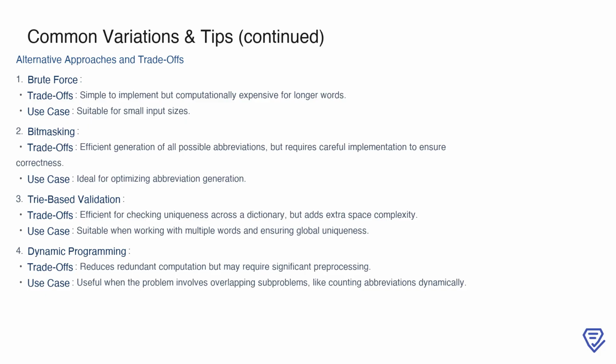Another approach involves using a tree for validation, which is particularly effective when working with multiple words and ensuring global uniqueness across a dictionary. The downside is the added space complexity, which may not be ideal for memory-constrained environments. Finally, dynamic programming can be used to reduce redundant computations, especially in scenarios where the problem involves overlapping subproblems, such as dynamically counting abbreviations. However, this approach may require significant pre-processing. Choosing the right method depends on the problem constraints and the trade-offs you're willing to make between time and space efficiency.